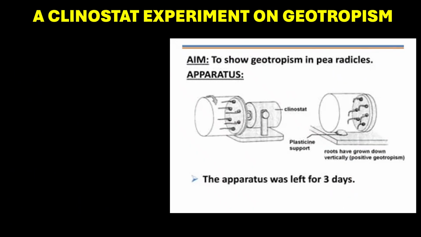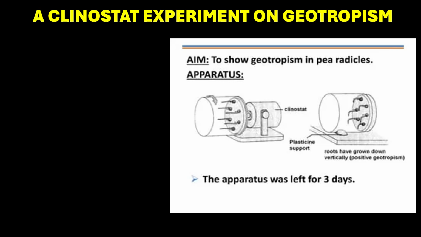The same experiment, the same device, can be used to prove why seedlings, in the case of their roots, grow downwards. So here we have two devices.